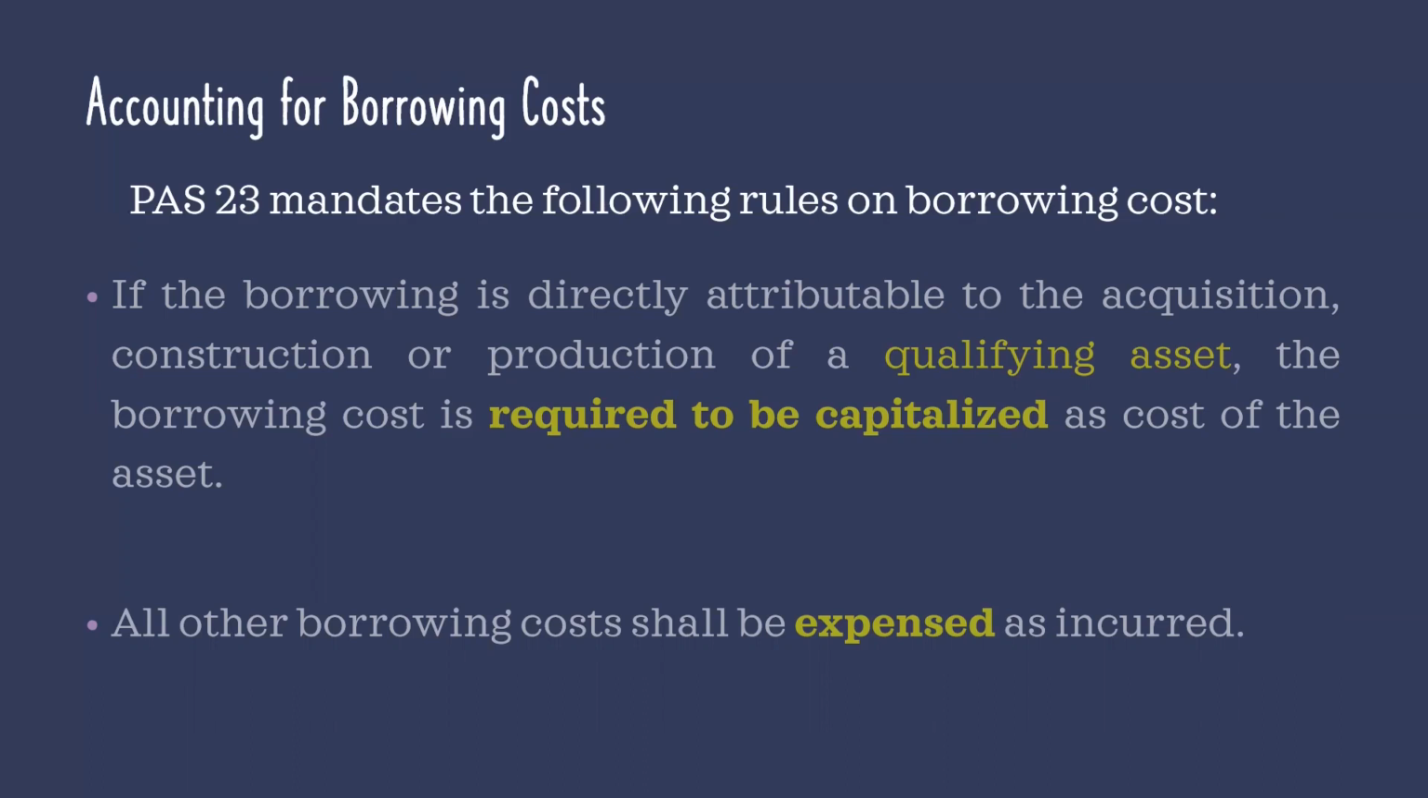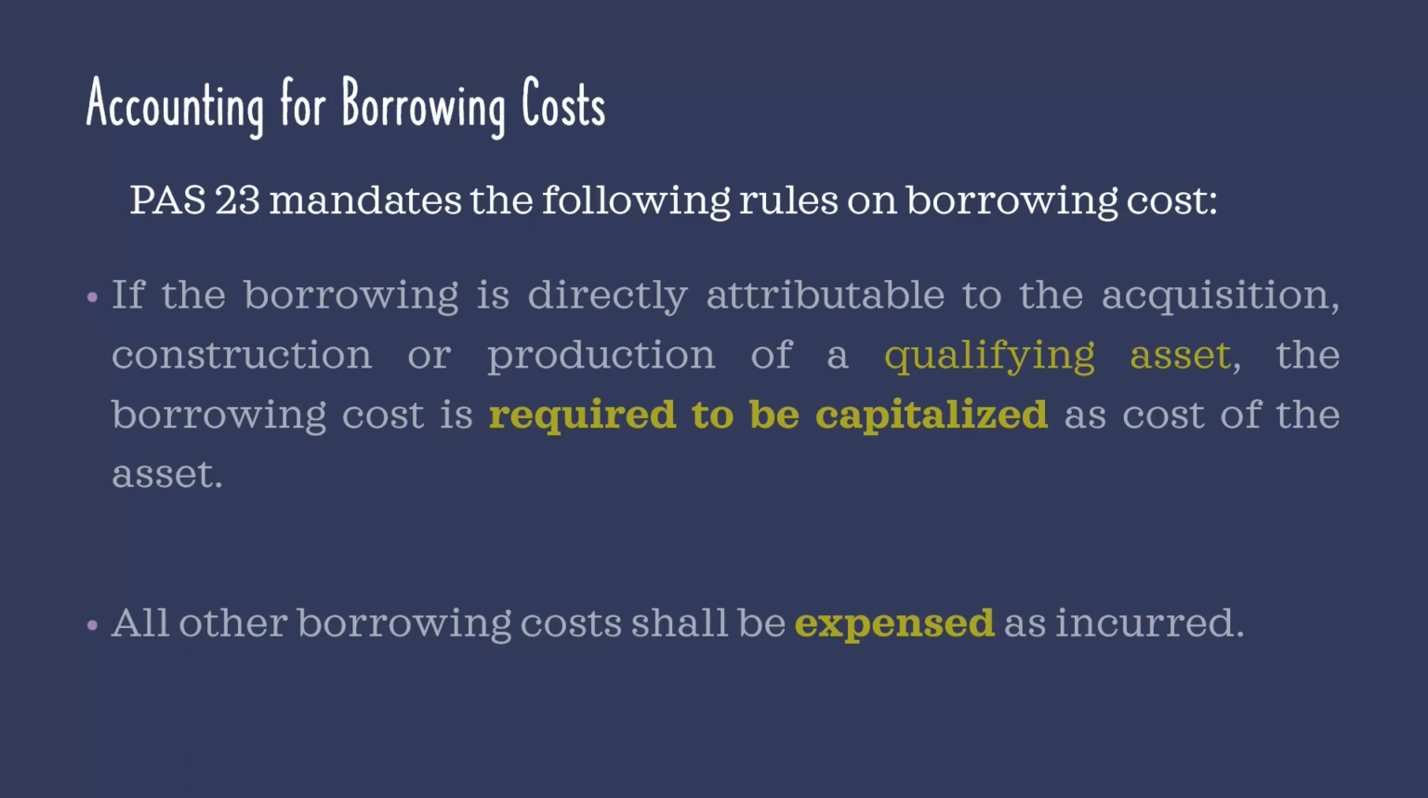Okay? So back to this. How do we account for borrowing cost? So again, PAS 23 mandates the following rules on borrowing cost. If the borrowing is directly attributable to the acquisition, construction, or production of the qualifying asset, then the borrowing cost is required to be capitalized as cost of the asset. Second, all other borrowing costs shall be expensed as incurred.